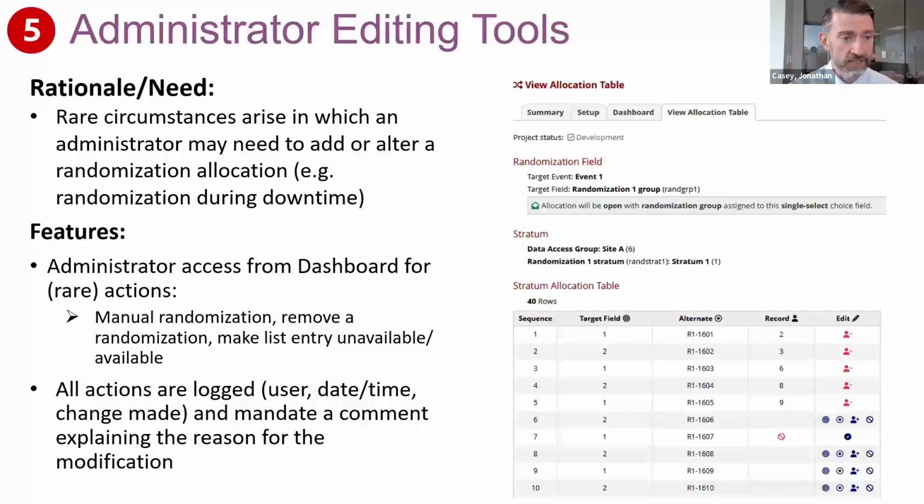To allow that, the new feature allows REDCap administrators to make changes like manual randomization, remove a randomization, or make a randomization unavailable. It's important to note that these are types of things that have to be carefully explained. All of these actions are logged and the user and date-time are tracked. These changes require an explanation from the REDCap administrator for why they're making this modification.